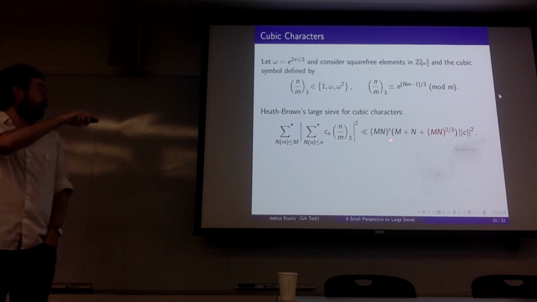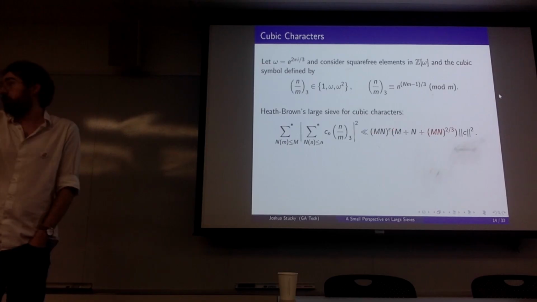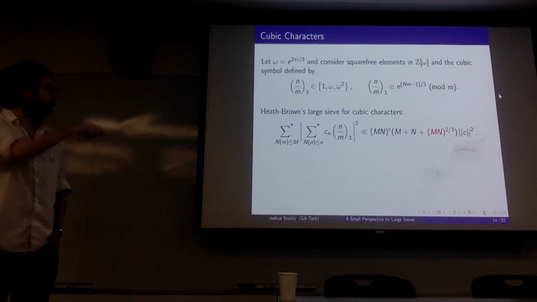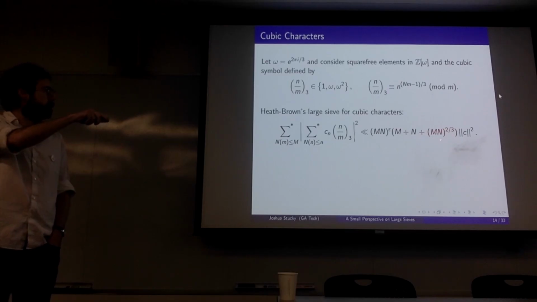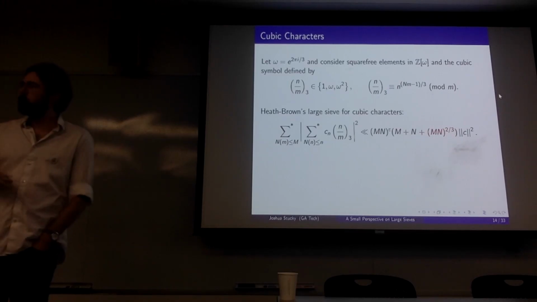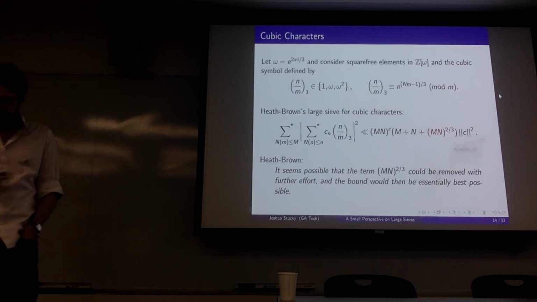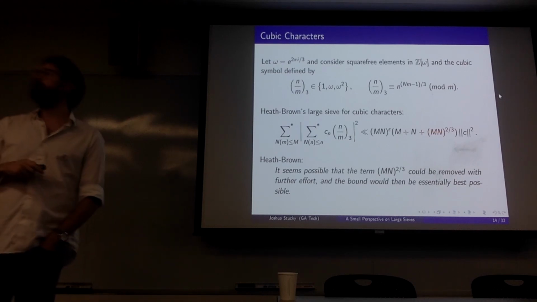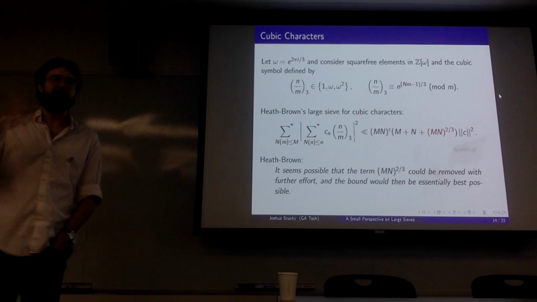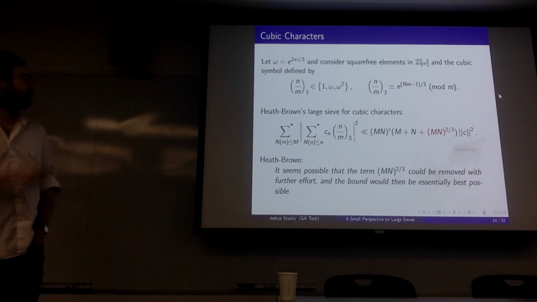I also don't know if this term is conjecturally optimal here. I have even less intuition about that. But you have this additional factor that you think shouldn't be there. And in fact, Keith-Brown, it's already been quoted, makes this quote that it seems possible you could remove this with more effort. This turns out to be very false. You cannot remove it with more effort.